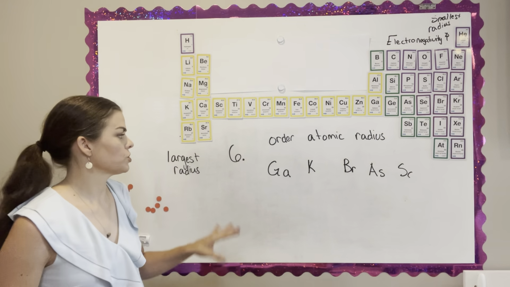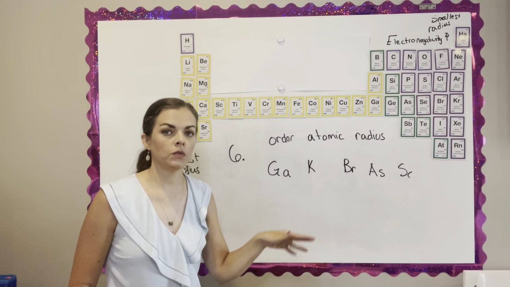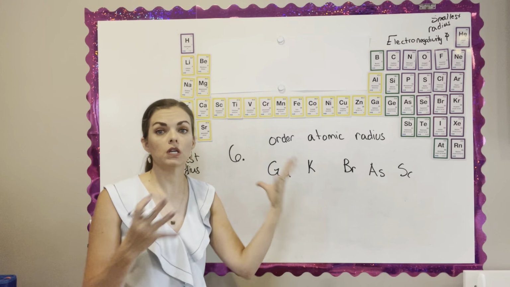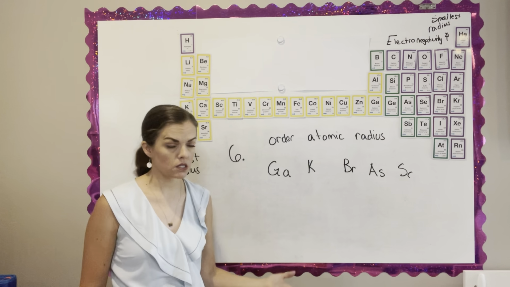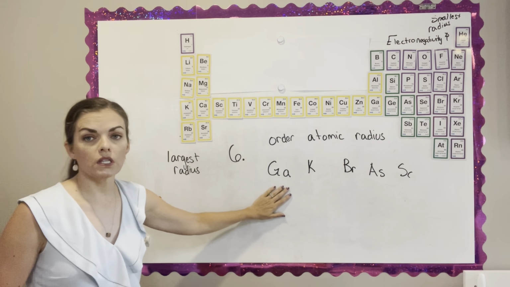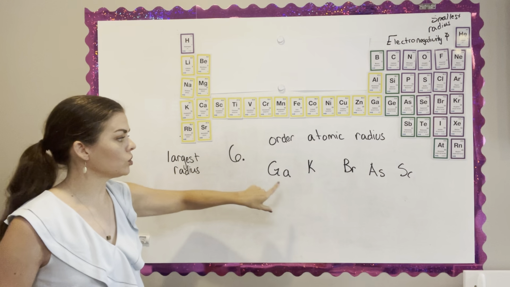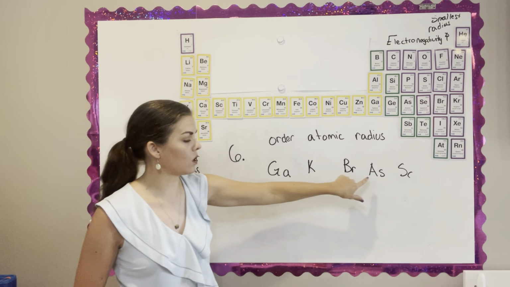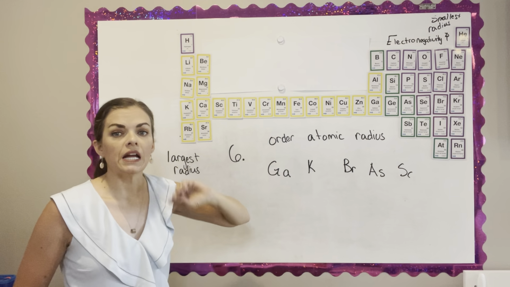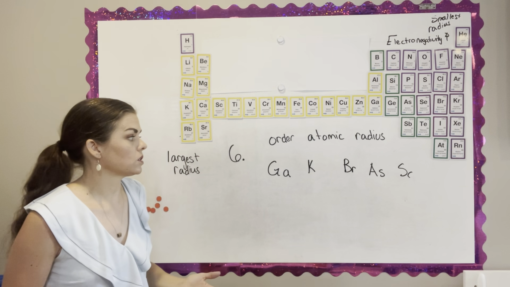Comprehension check question number 6 gives me 5 elements, and it wants you to put them in order, smallest to biggest, of atomic radius. So I am looking for the smallest, and if you'll remember, we said the smallest atomic radius is in that direction. So I'm going to try to locate where all of these are on my periodic table and see which one is closest towards that corner, and that's going to have the smallest atomic radius.